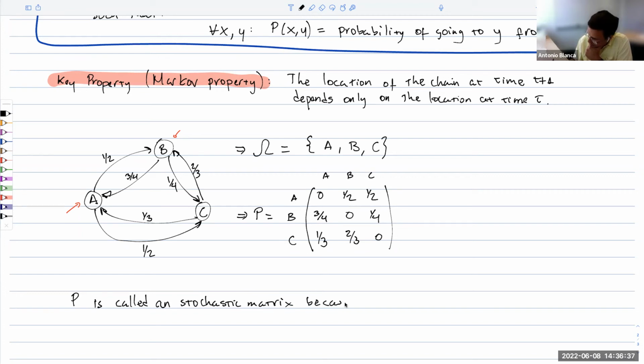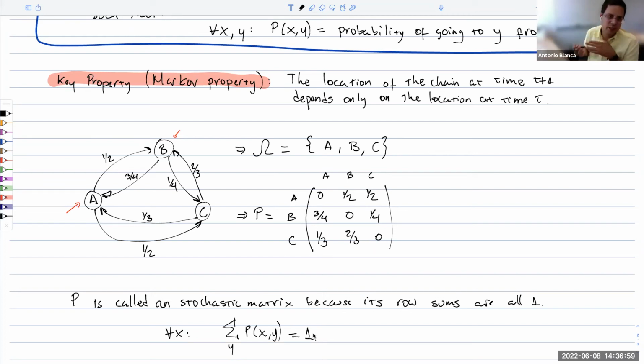Because its row sums are all 1. What I mean by that is that for every x, the summation over y of P_xy has to be 1. In words, this says that if we're at x and we sum the probabilities of all the possible transitions, that needs to add up to 1. Any questions?